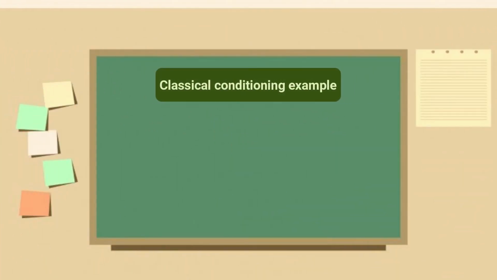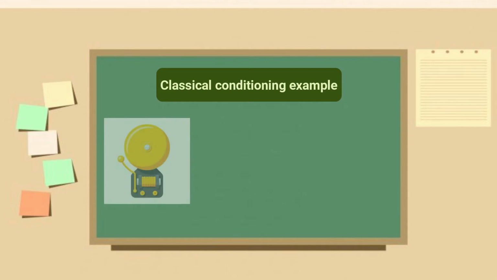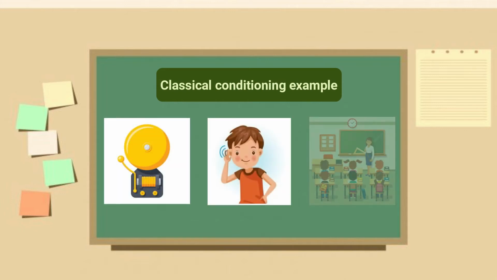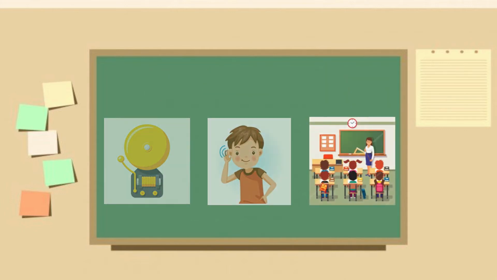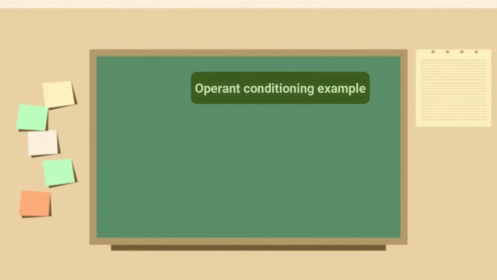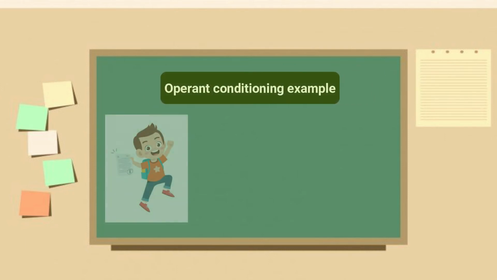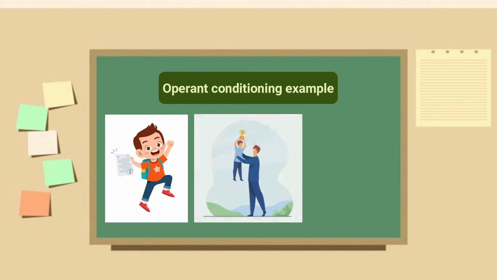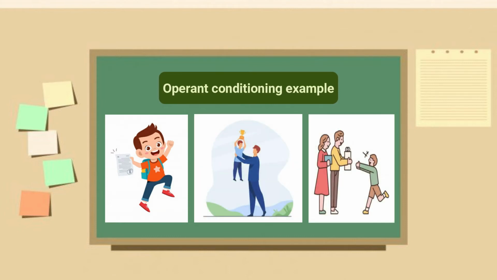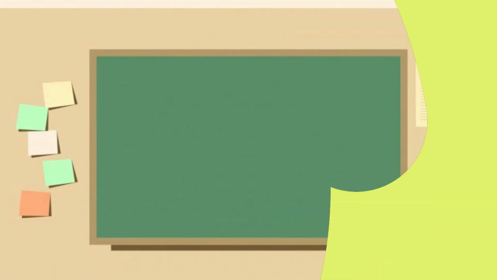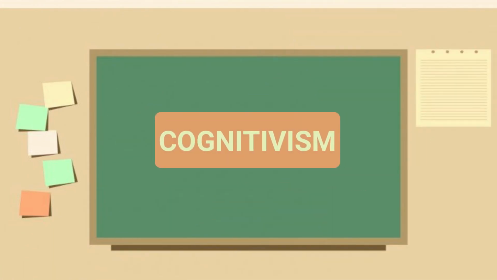An example of classical conditioning is when the bell rings in a school and students know they must go back to their classrooms. And an example of operant conditioning is when students are rewarded with parental approval in the form of gifts or celebrations, and this positive reinforcement will be associated with the study effort and will promote increasingly better grades. And now we have cognitivism.